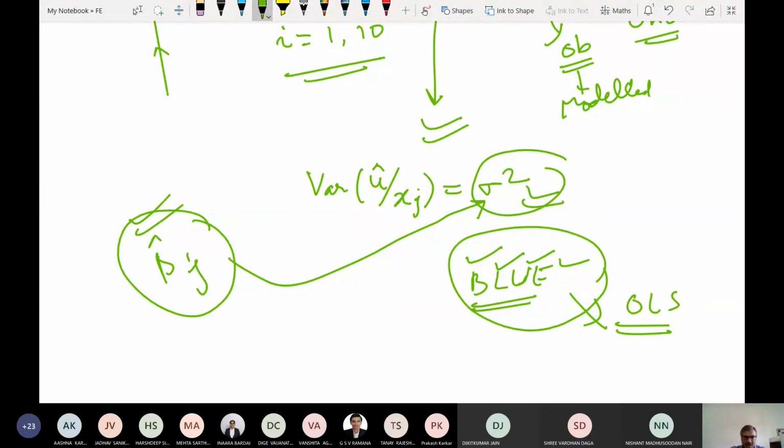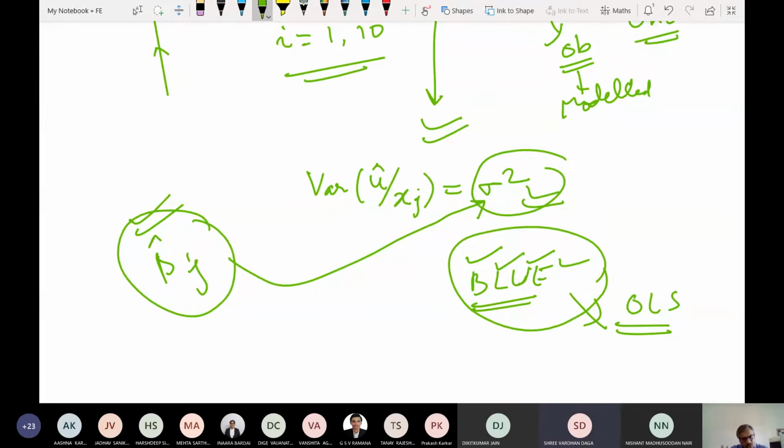So one liner, if you want, you can say that the conditional variance of the error term should be constant. I repeat, when you run a regression, the conditional variance of the error term should be constant. I hope I've given you a one liner.